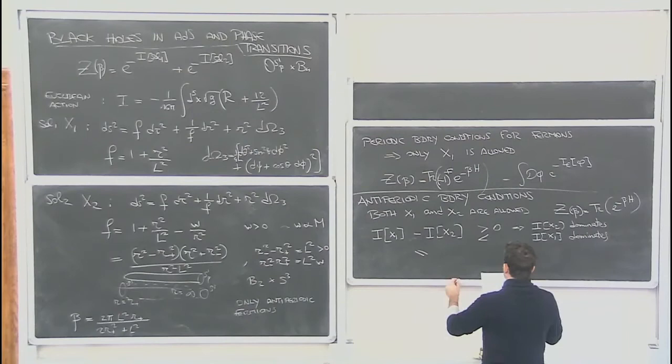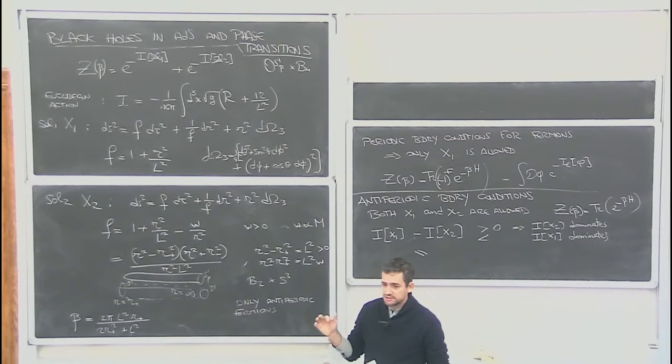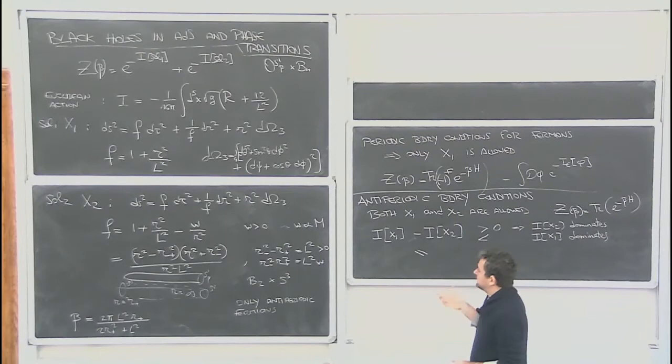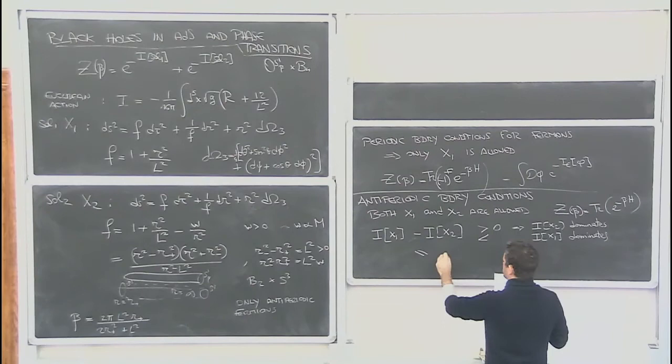In this case, yesterday, the contribution of the action of the Schwarzschild black hole in flat space was coming entirely from the boundary term, the Gibbons-Hawking term. Here, the bulk term also contributes. So it's another computation. It's not the same, but it's similar in spirit.